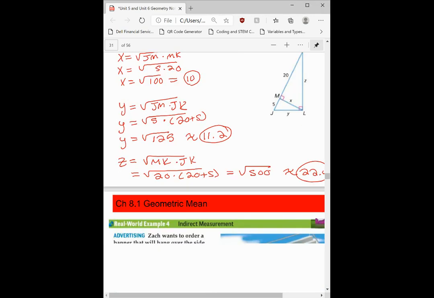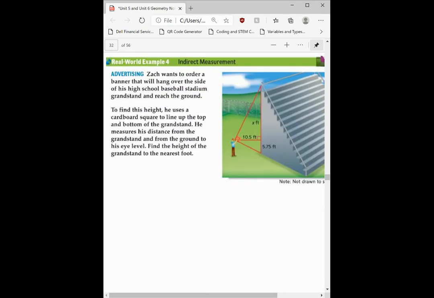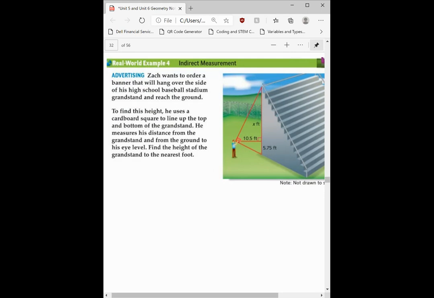Okay, let's look at the next example. Zach wants to order a banner that will hang outside the side of his high school baseball stadium grandstand and reach the ground. To find this height, he uses a cardboard square to line up to the top and bottom of the grandstand. He measures his distance from the grandstand and from the ground to his eye level. Find the height of the grandstand to the nearest foot.